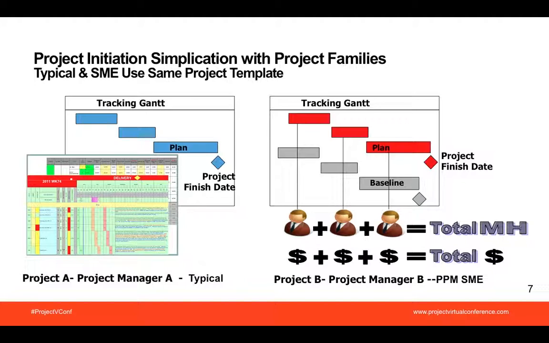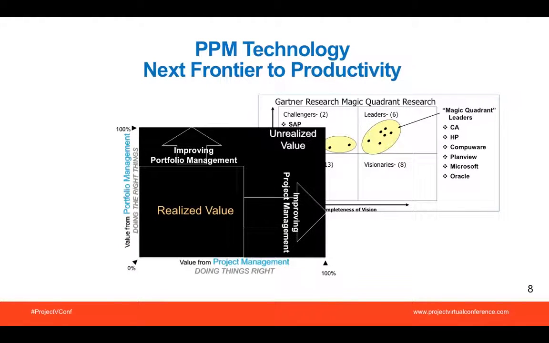So now, how can this technology provide the next frontier toward project management productivity, defined as high impact? This next slide shows the whole principle of how all this works. The lower left, the black slide, shows portfolio, which is doing the right projects, up the y-axis, and project management, doing projects right, on the x-axis. The increase of the realized value in either of these two directions will improve the ability of the company to execute.